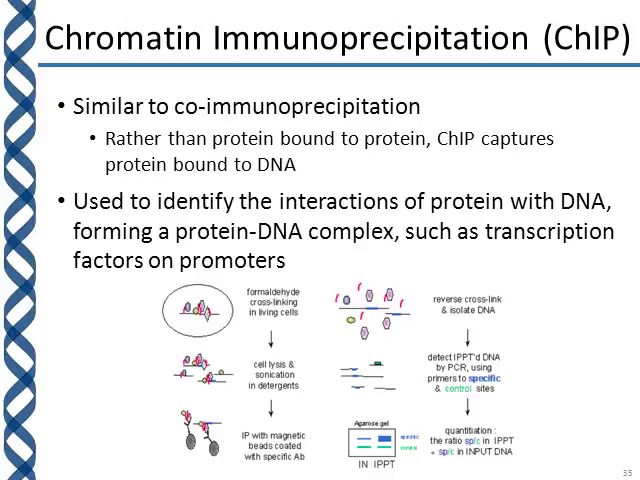In this case, we show a formaldehyde cross-linking in living cells. Then there is cell lysis and sonication in detergent. This breaks up those complexes. You now have the immunoprecipitation with magnetic beads coated with your specific antibody. In ChIP, we then reverse the crosslink and isolate the DNA. You isolate the immunoprecipitated DNA and you detect it by PCR using primers to specific and control sites. You then quantitate the ratio of specific and control sites in the immunoprecipitated and input DNA.